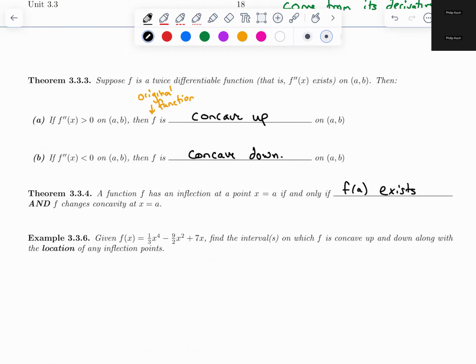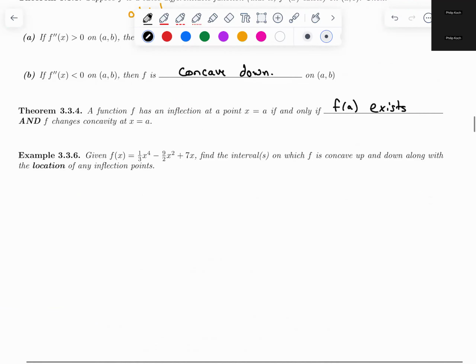There's a little bit more that needs to be mentioned. Technically speaking, you need to have that f is continuous as well. But that is kind of guaranteed by the fact that f is differentiable on that whole interval. If f is differentiable, then it's continuous on that interval. So that's not really needed to be mentioned, but in weird situations in mathematics, you can have that happen. But for us, that'll never happen. So for an inflection point, you need the function to exist there and for concavity to change.